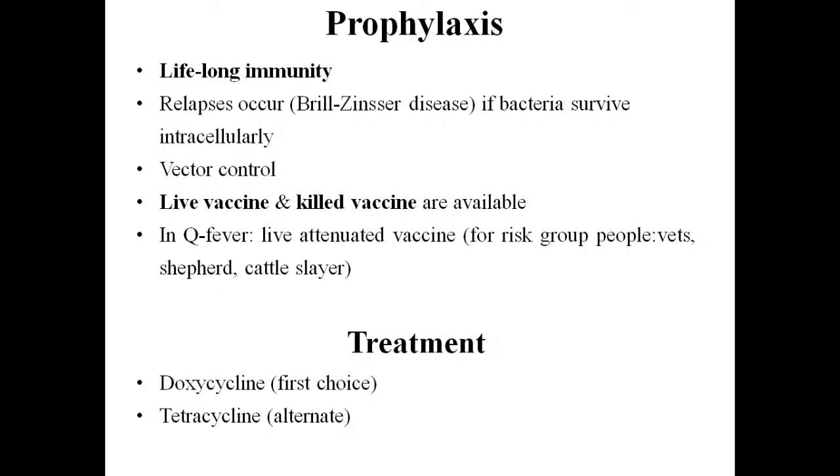General prophylaxis includes vector control, meaning control of lice among the people, and control of rodents. There are vaccines that are used for prophylaxis. These are live vaccine and killed vaccine. In Q fever, we may use live attenuated vaccine for risk group people: vet doctors, shepherds and cattle slayers that contact with animals, wool, meat, animals' blood. Treatment includes wide spectrum antibiotics like doxycycline, its first choice, and tetracycline, its alternative choice.